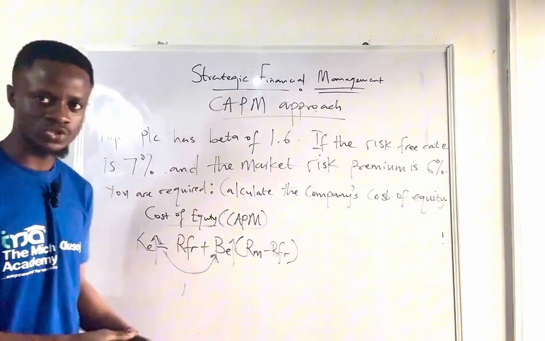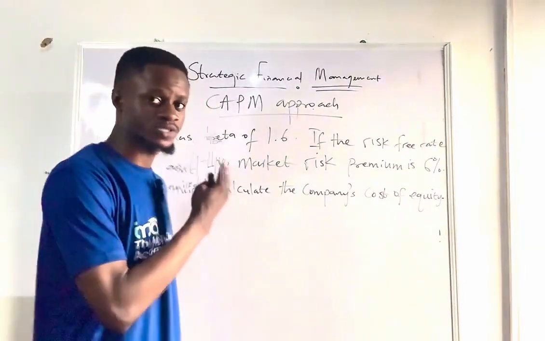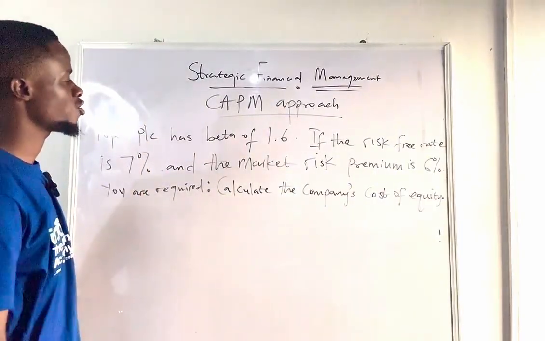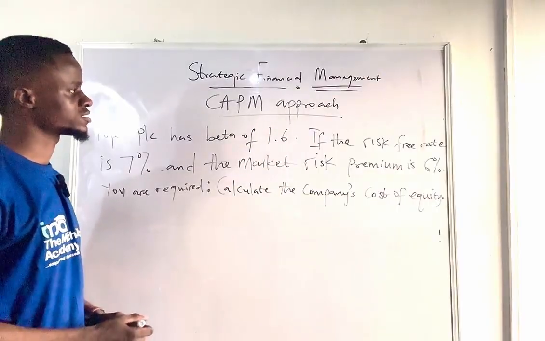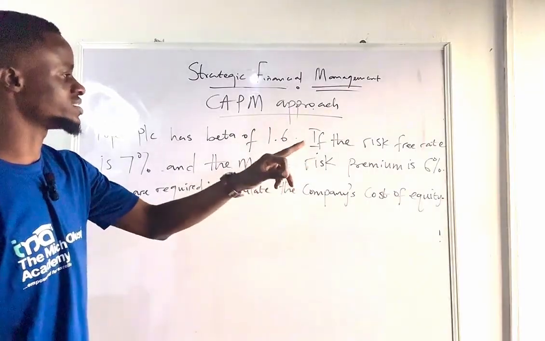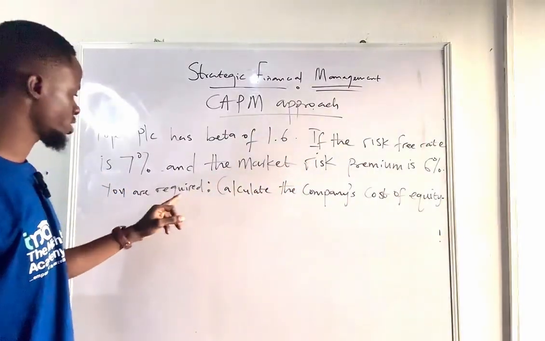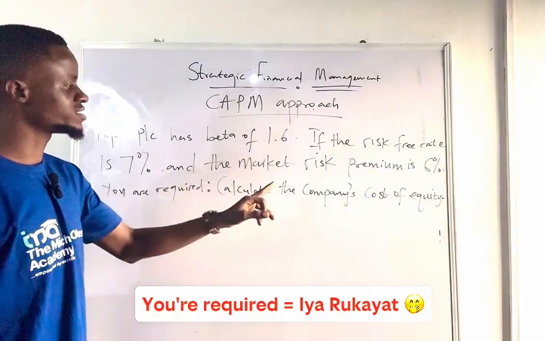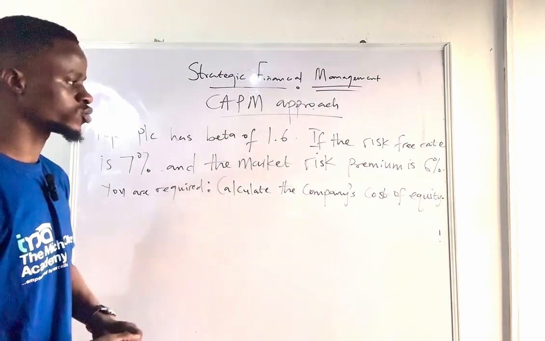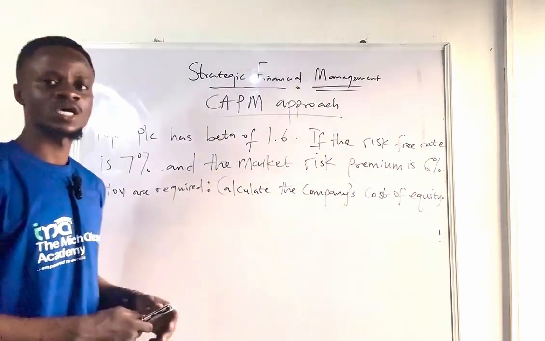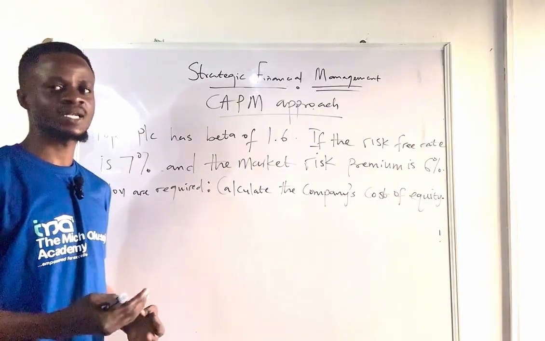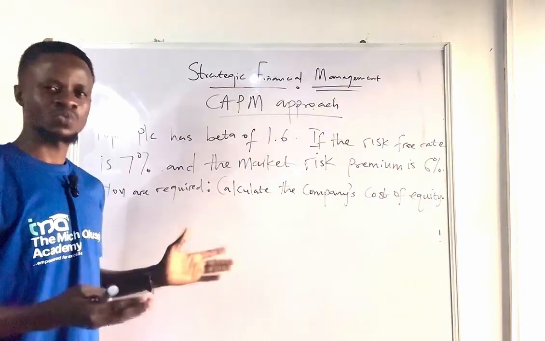So let's solve a question. We have a question on the board already. Topware PLC has a beta of 1.6. If the risk-free rate is 7% and the market risk premium is 6%, you are required to calculate the company's cost of equity. Can you see that now? Looking at this question, you may ask yourself, which approach will I use? Is it the dividend valuation method, the CAPM approach, or the Modigliani and Miller approach? The question will direct the method to you.